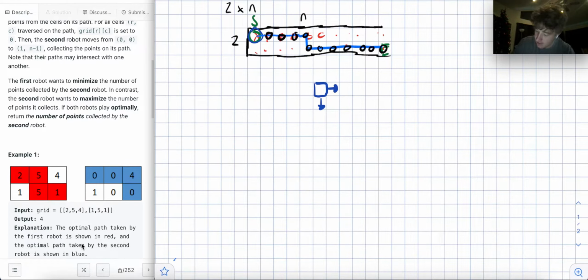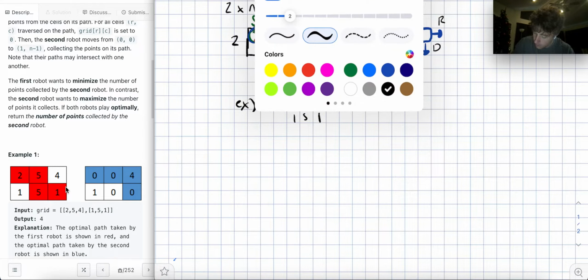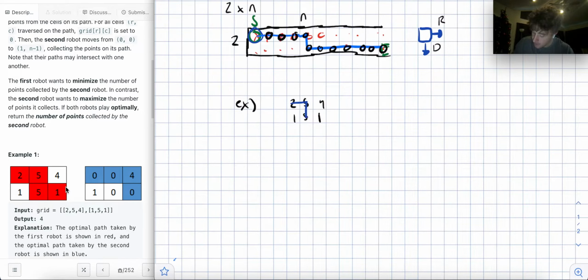So with that said, let's go ahead and get into this first example. In this example, we have 2, 5, 4, 1, 5, 1. Now you can see that this first robot optimally will take this path. That means the system then turns into 0, 0, 4, 1, 0, 1.